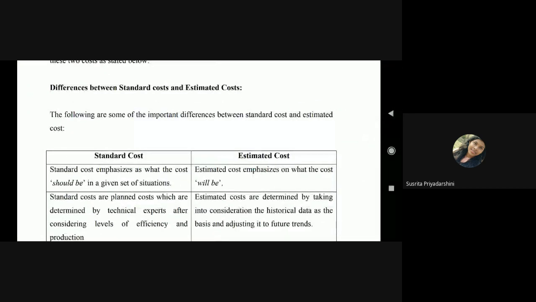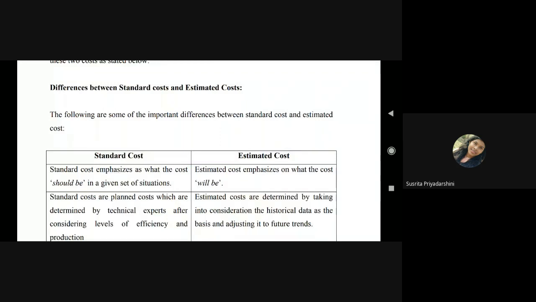So there is another one, standard cost and estimated cost. In between these two, some differences are there. Here standard cost emphasizes what the cost should be in a given set of conditions or situation, but estimated cost emphasizes what the cost will be. So it should be, and here it will be.